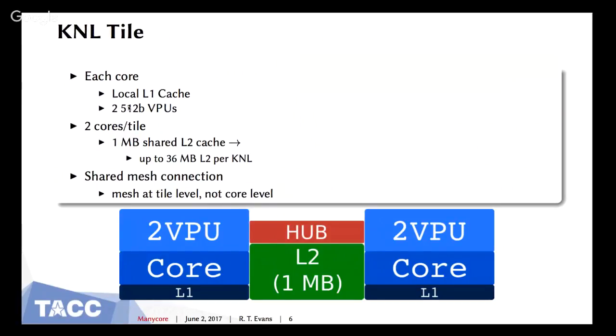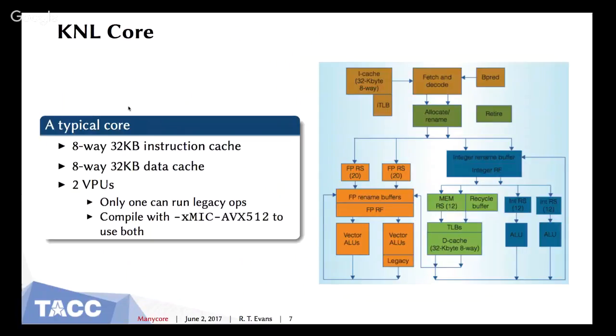Okay, so this is a tile. Now we're going to go one level down. This is a core. I really want you to take note of only one thing. On this core, there are two vector units. Notice that one of these vector units has this little rectangle that says legacy.